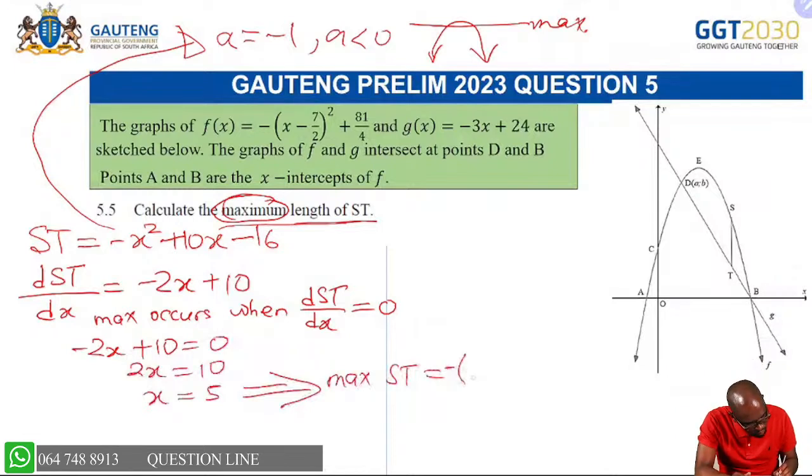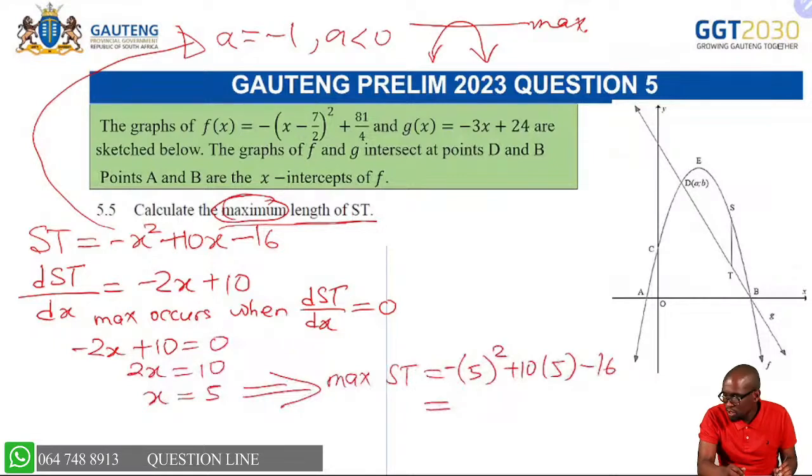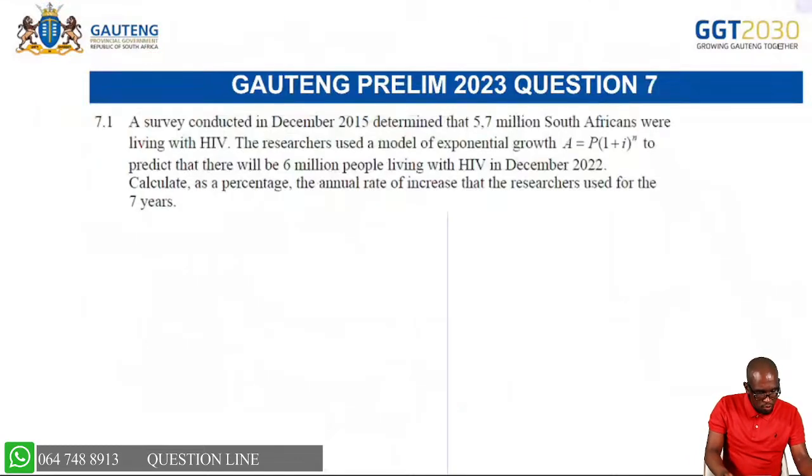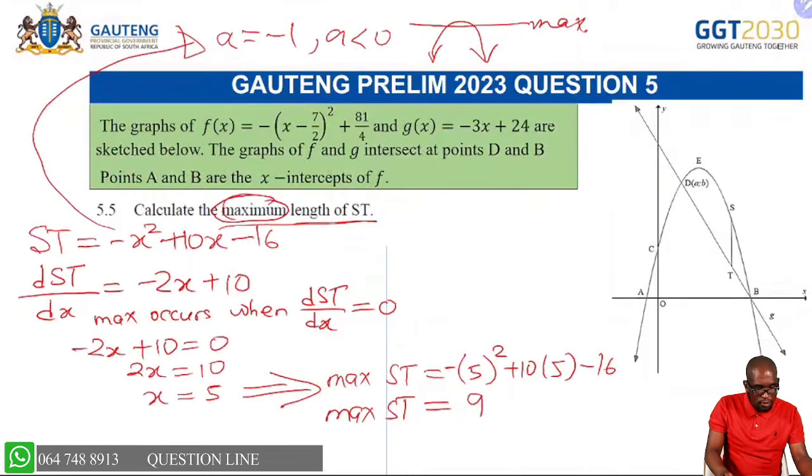where you see x, we're going to put 5. This is 5 squared plus 10 into 5 minus 16. So this would just give you 9. So the max value of ST would be equal to 9. So we are done with our functions like that. We just completed our work on functions.